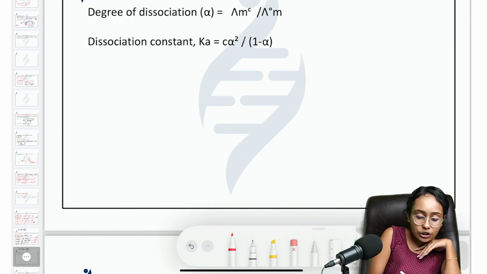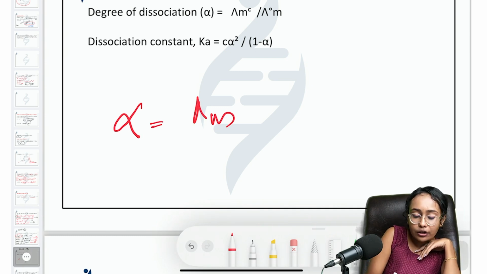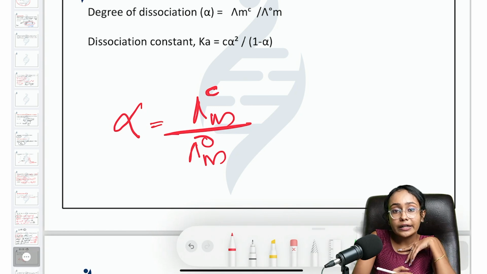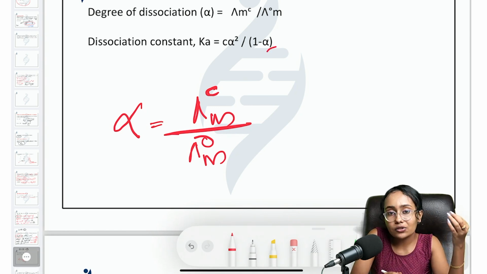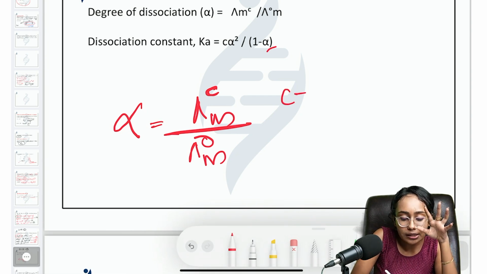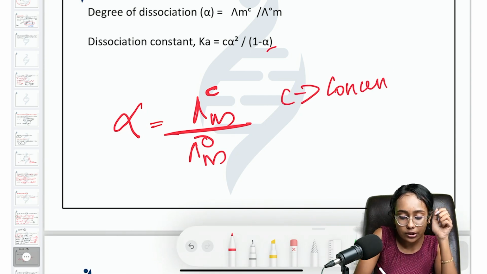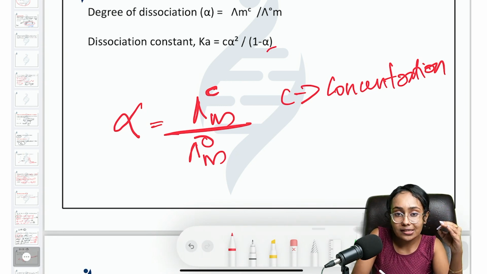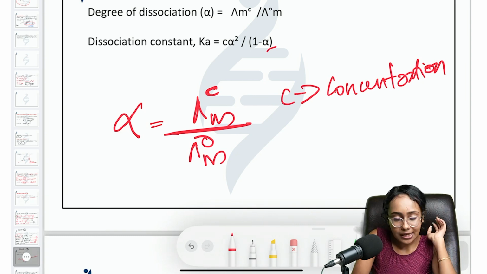The degree of dissociation is represented by alpha. It's just the molar conductivity of a substance at a particular concentration C divided by the limiting molar conductivity. Now if you know the value of alpha, the degree of dissociation, you can find the dissociation constant. It's just C alpha square by 1 minus alpha, where C is the concentration. If you know the concentration and the degree of dissociation, you can find the dissociation constant, which is C alpha square divided by 1 minus alpha.